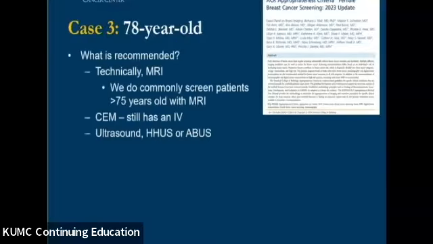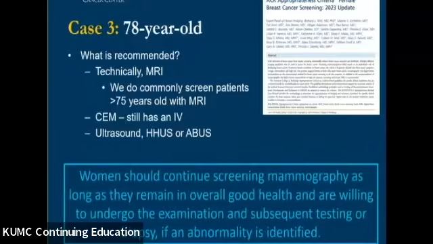So a couple things about this patient. One, in any patient with dense breast tissue, what are we going to recommend? MRI. We really commonly screen a lot of patients, surprisingly, over the age of 75 with MRI. I think I see an 80-year-old on our list at least once a week. But in this patient, she doesn't want an IV. So CEM would probably be the next best option, but that still requires an IV. So in this patient, handheld or automated breast ultrasound would be our best recommendation.